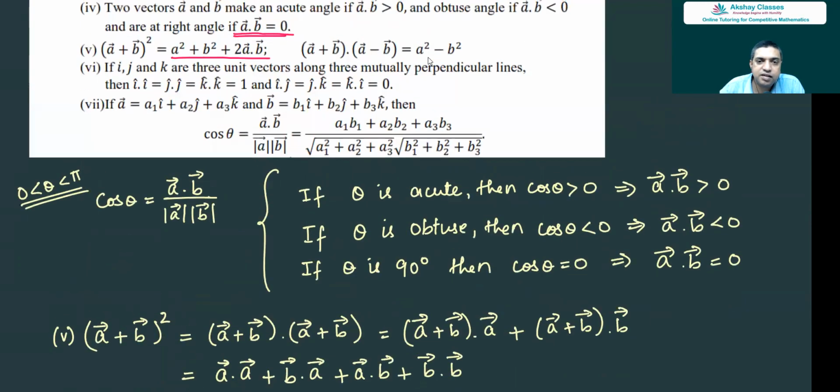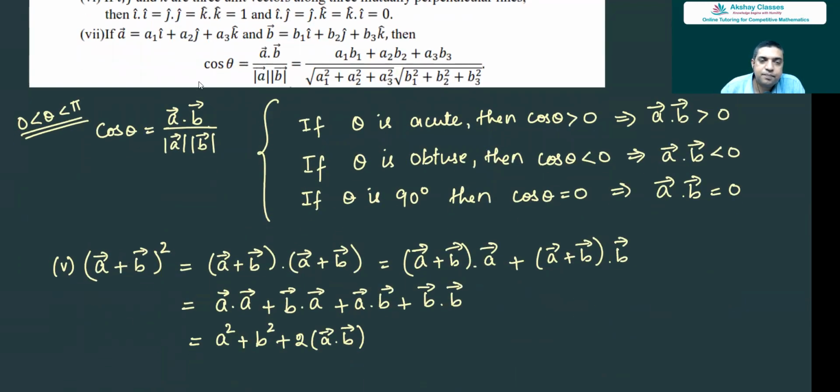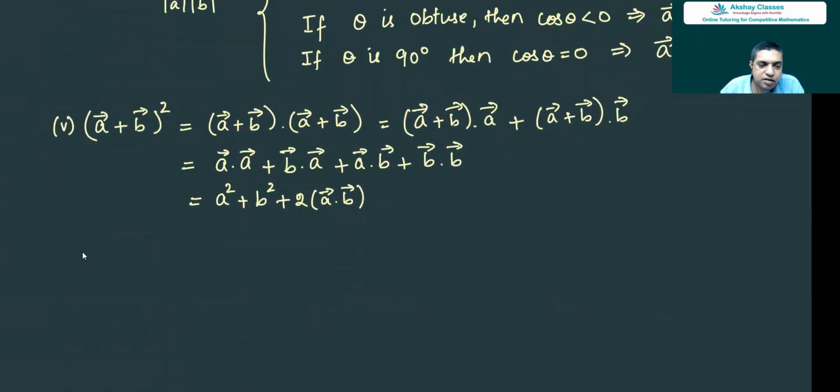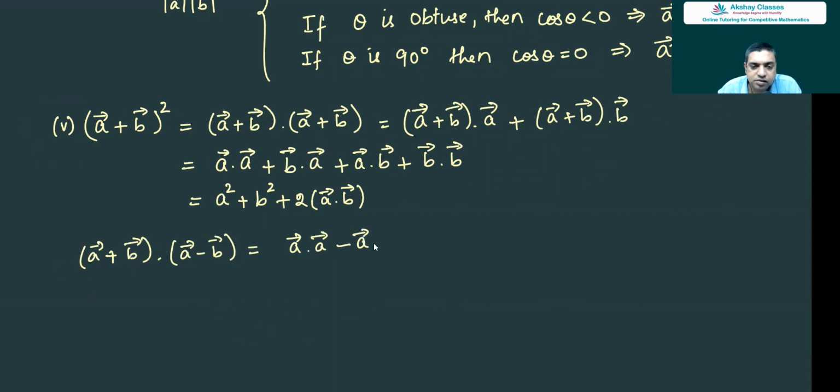Now similarly, A plus B dot A minus B. We'll get A dot A, I'll write directly, minus A dot B plus B dot A, minus B dot B.